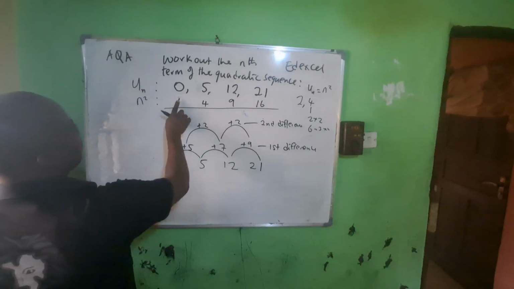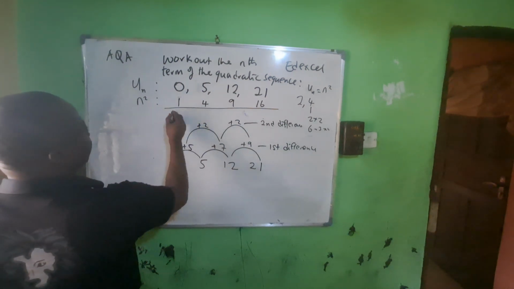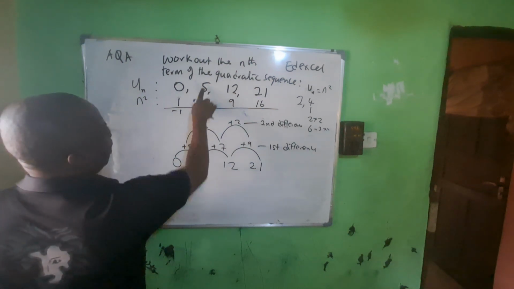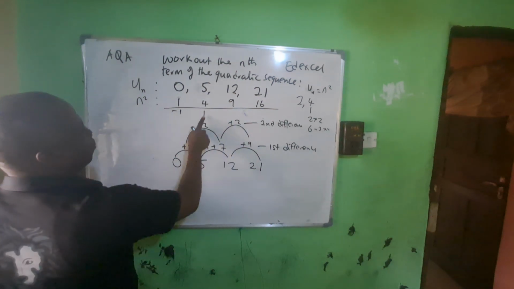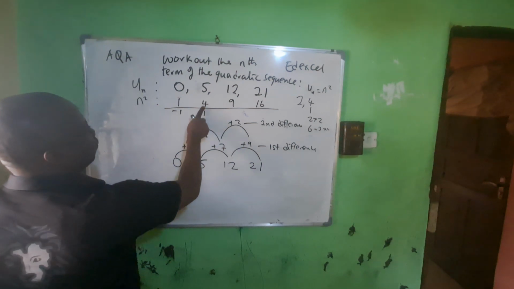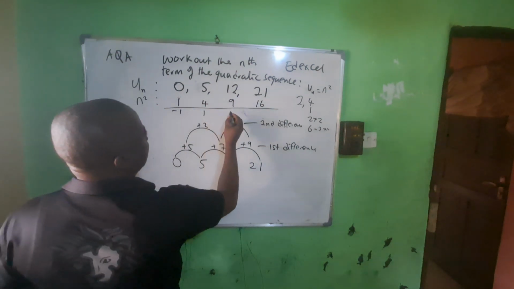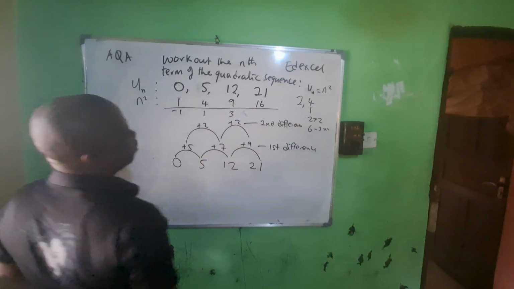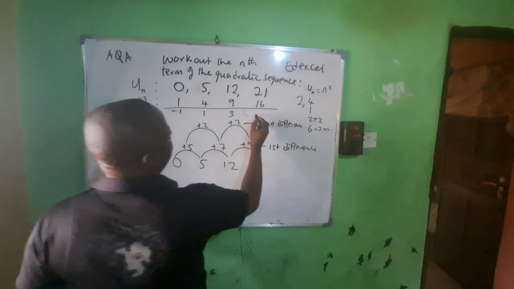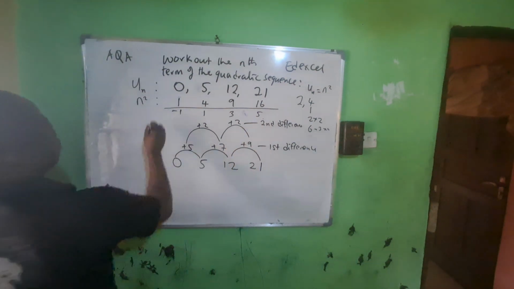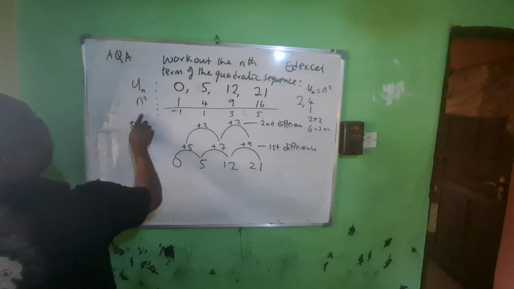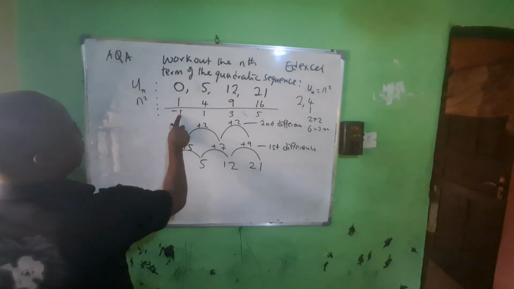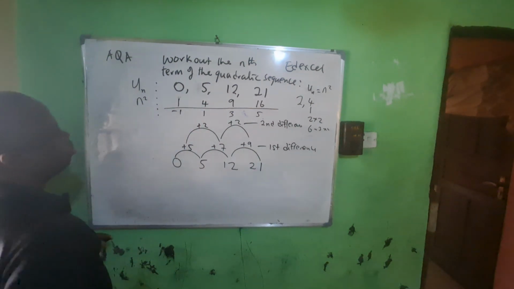Watch this. If I'm to get to 0, I will have to add -1, so -1 plus 1 will give me 0. If I'm to get to 5, I will have to add 1, so that you have 1 plus 4, 5. If I'm to get to 12, I will have to add 3. That 3 plus 9 is 12. If I'm to get to 21, I will have to add 5. So our un will be whatever this is plus whatever this is.